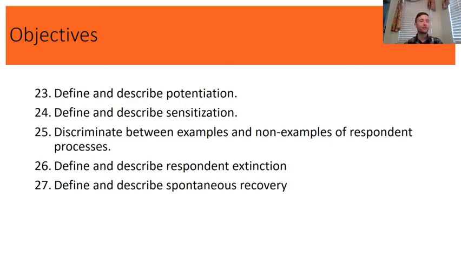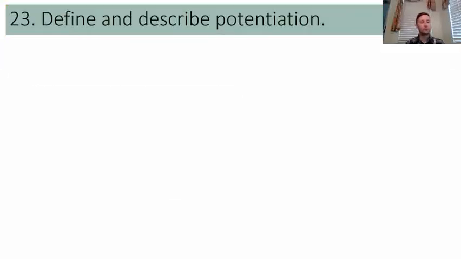We're beginning with objective 23, define and describe potentiation. Objective 24 is define and describe sensitization. Objective 25 is to discriminate between examples and non-examples of respondent processes. 26 is to define and describe respondent extinction. And 27 is to define and describe spontaneous recovery.